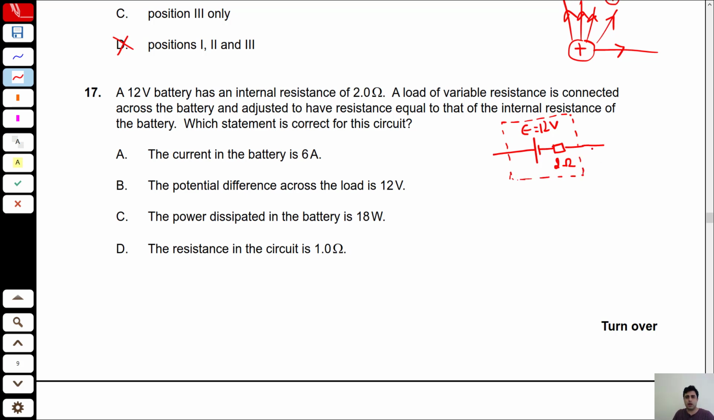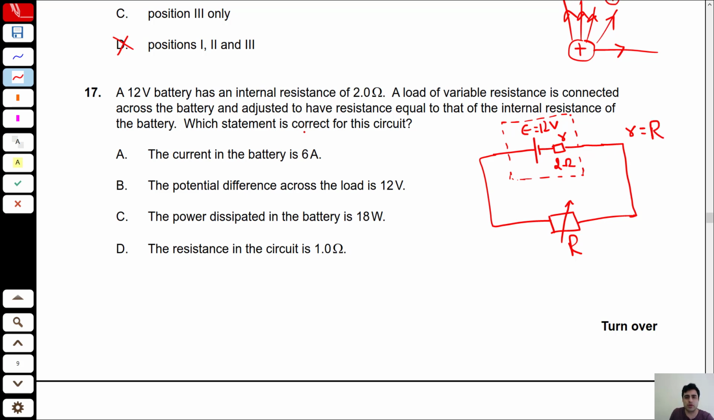Okay. And a load of variable resistance is connected across the battery. So there is an external load. It's connected across the battery, and the external load has some resistance R. It's a variable resistor, so it looks like this. This is a variable resistor, and this is the internal resistor, small r. This is capital R. This is 2 ohm. This is unknown. A load of variable resistance is connected across the battery, and it just has to have resistance equal to that of the internal resistor. So small r, the internal resistance, is equal to capital R, which is the external resistance.